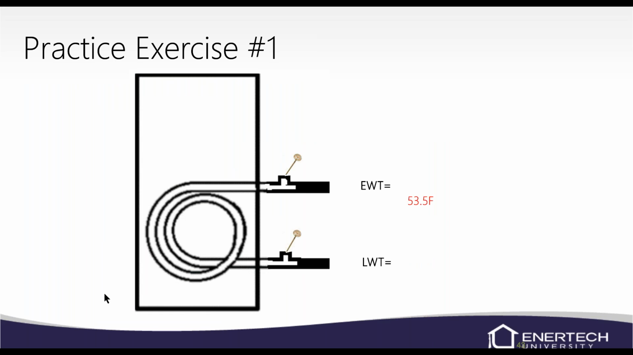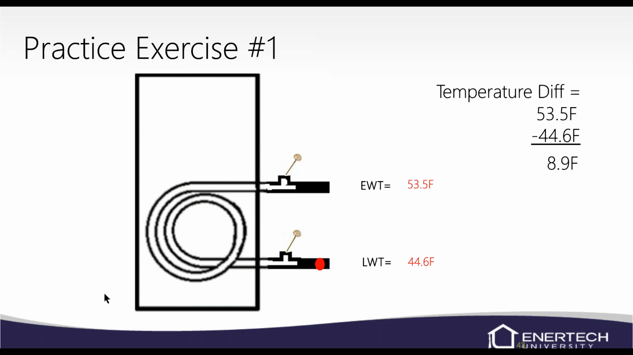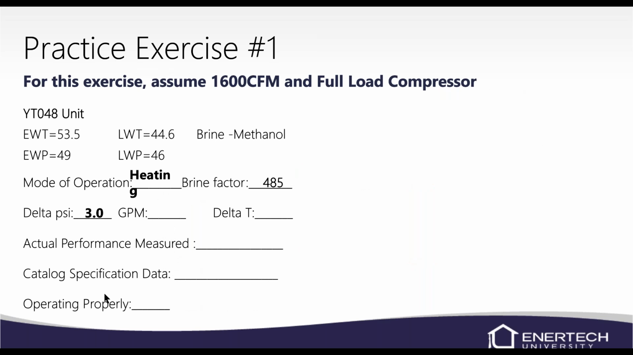We have entering water temperatures of 53.5 and 44.6. So if we do the math on that, it's roughly 8.9. So now we know our temperature difference and we know our pressure drop. Once we know our temperature difference, we can look up in the IOM. We know that our entering water temperature is higher than our leaving water temperature. So that tells us we're in heating mode.